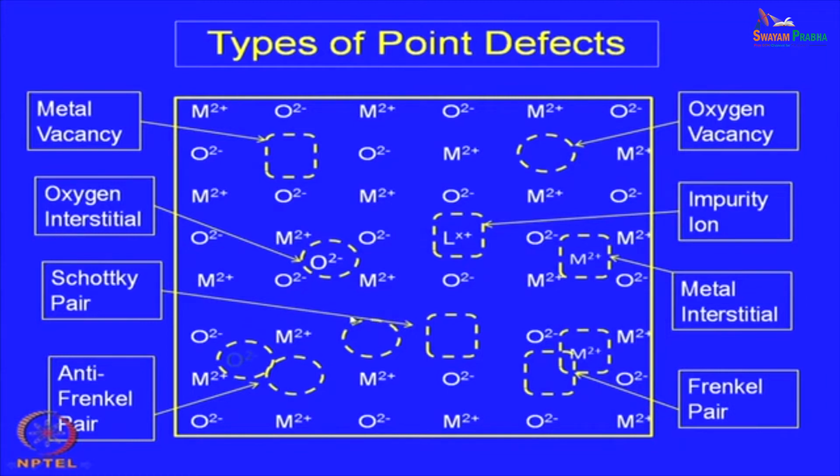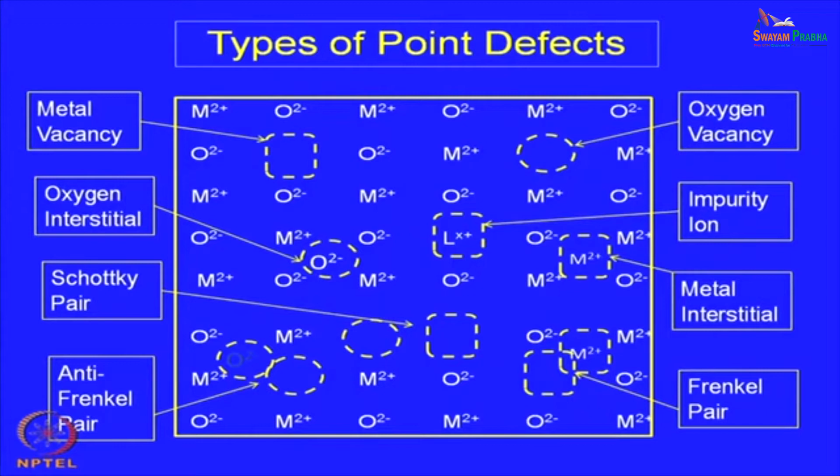In addition, you can have 3 different kinds of pairs of defects. These are all single defects, either in the oxygen sublattice or in the metal: either the metal interstitial or metal vacancy, oxygen interstitial or oxygen vacancy. Now, we are talking about not a single defect, but a pair of defects.